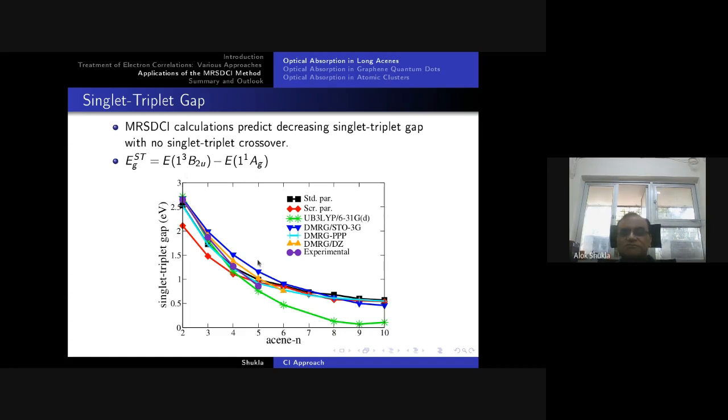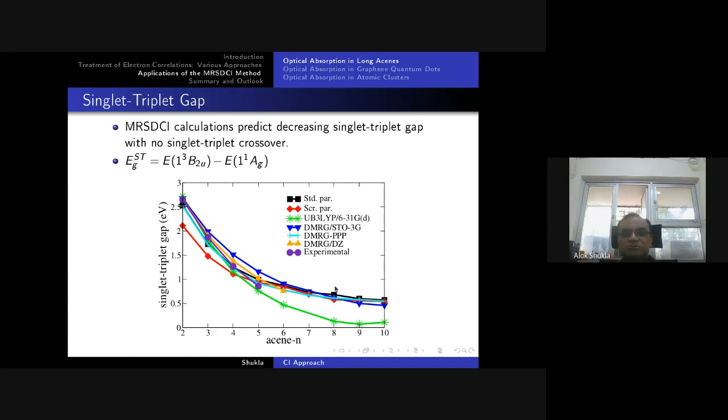Okay, but our calculations are in very good agreement. They are following the experimental results up to pentacene, up to hexacene. Beyond that, experimental results are not available. Those are predictions, and they are also in good agreement with the electron correlated approaches.